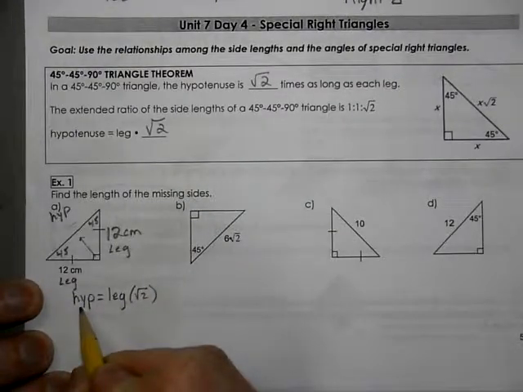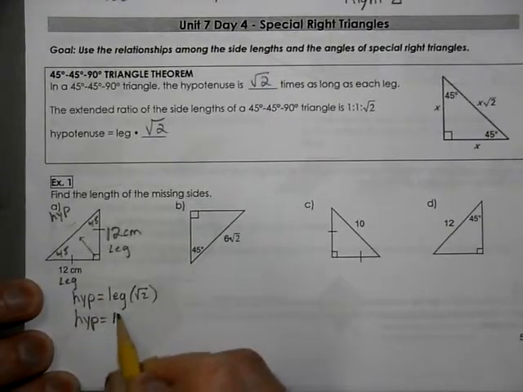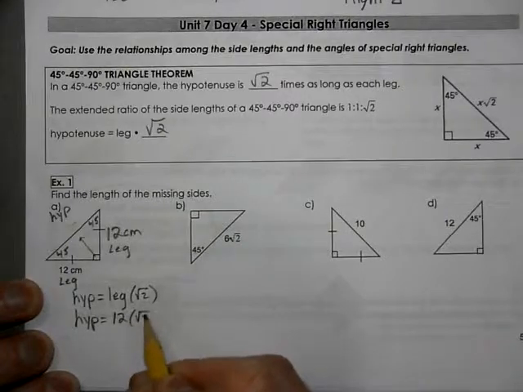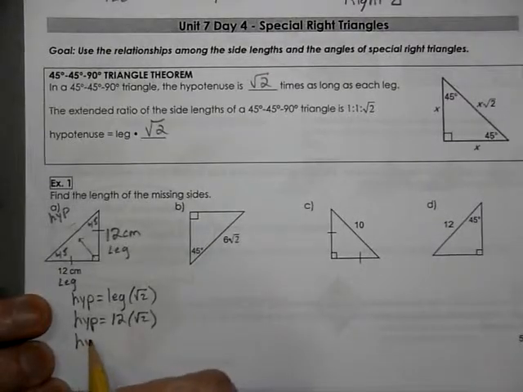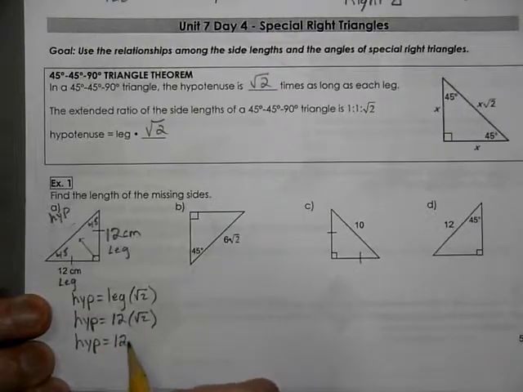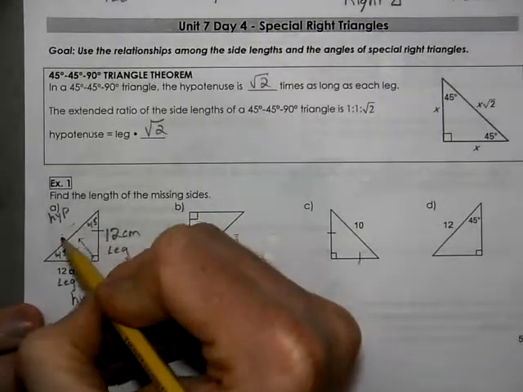So we don't know the hypotenuse. We know the leg is 12, and we're going to multiply that by root 2. In most cases, they're going to ask you to leave it in radical form. So we know that the hypotenuse is going to equal 12 root 2. You don't need the decimal.